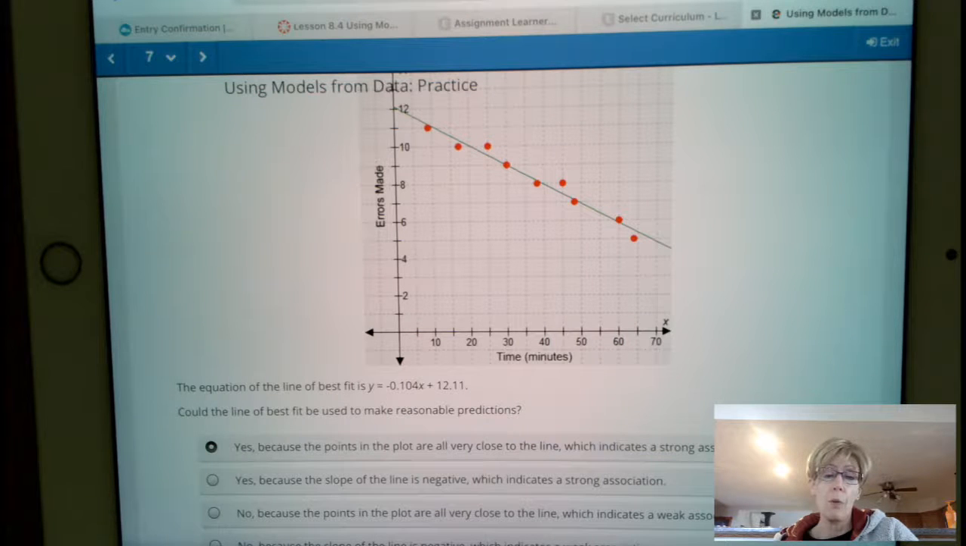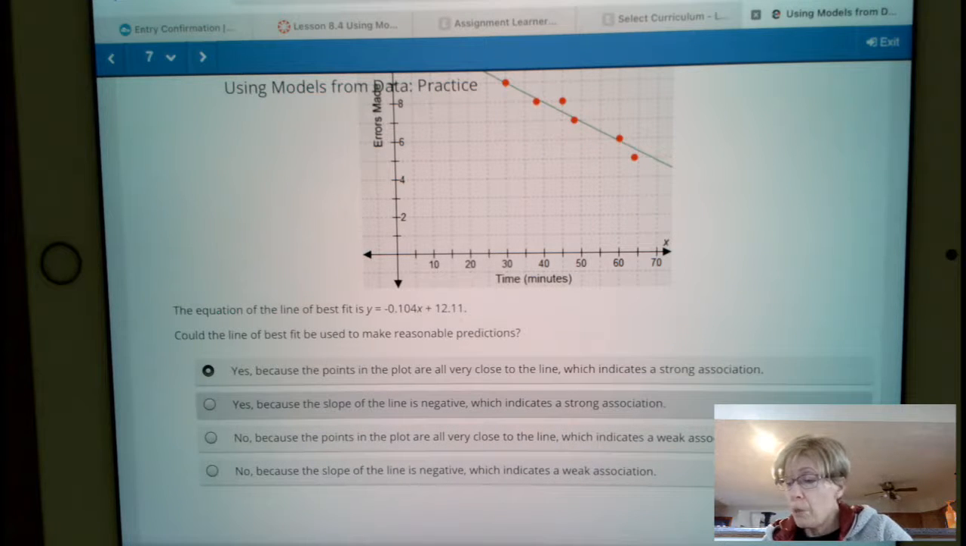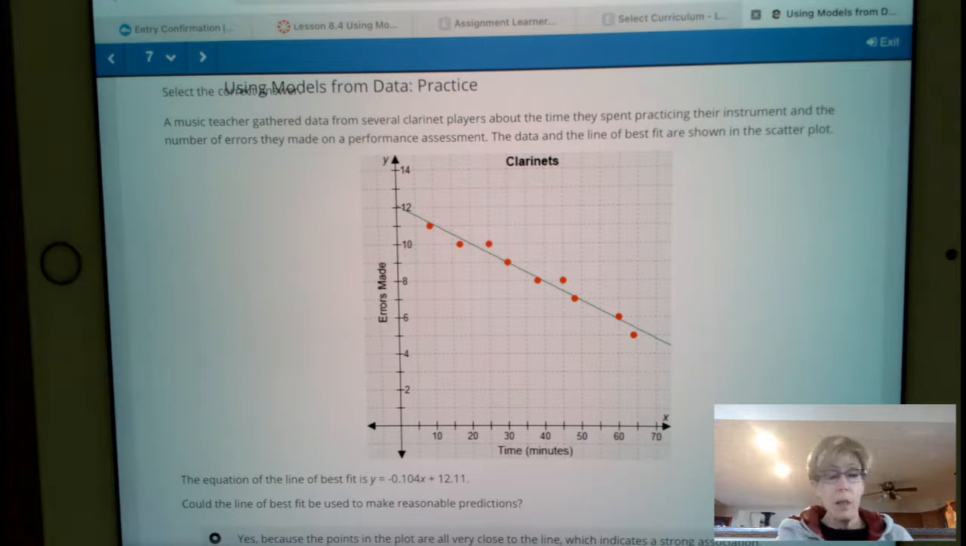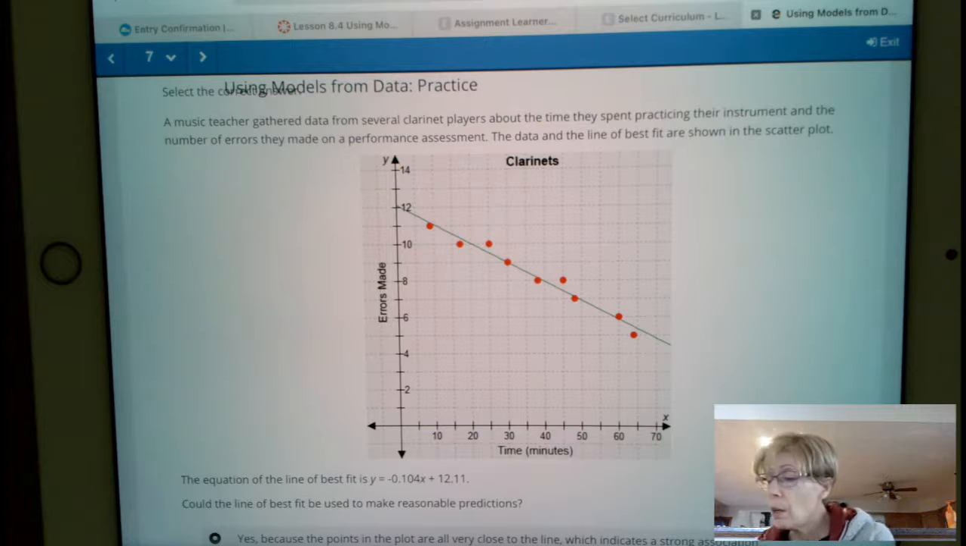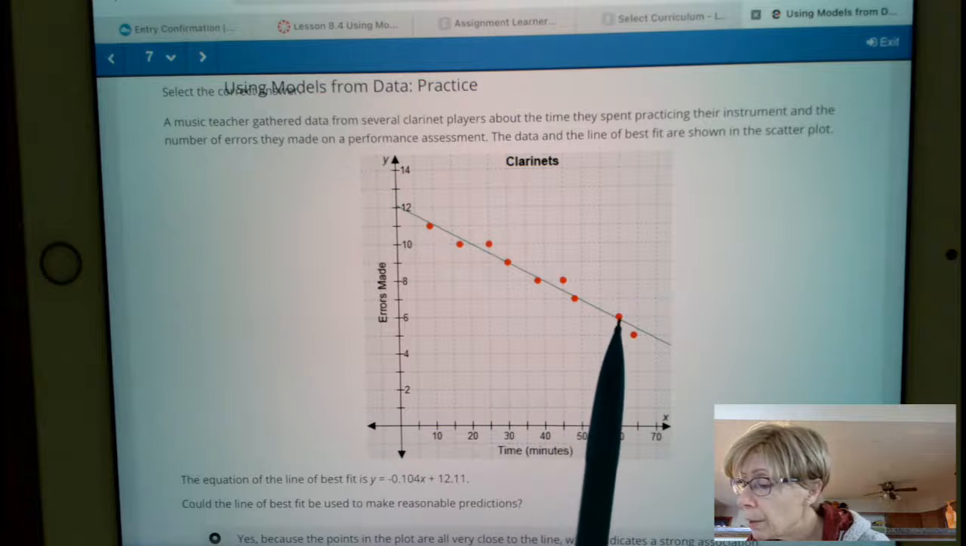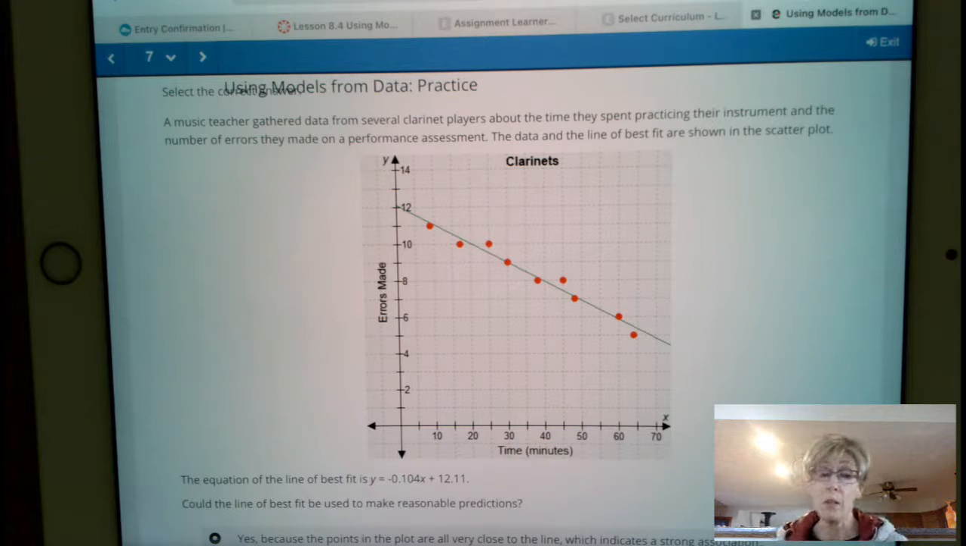I forgot to turn off the answers here, so we can see the points are very close to the line, which indicates a strong association. What I notice is that our prediction line touches the point here, here, here, here, and here. So it touches 5 points of our data. And then we've got 2 points that are above the line and 2 points that are below the line. So again, because the points in the plot are very close to the line, it indicates a strong association.